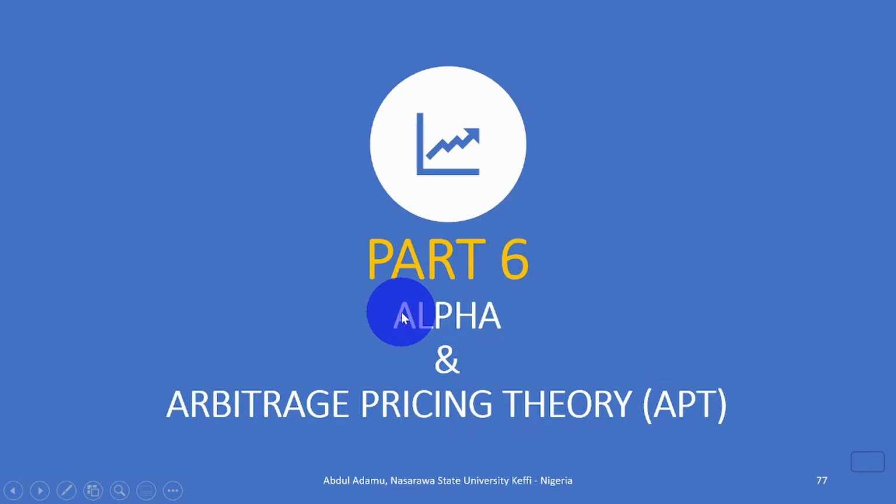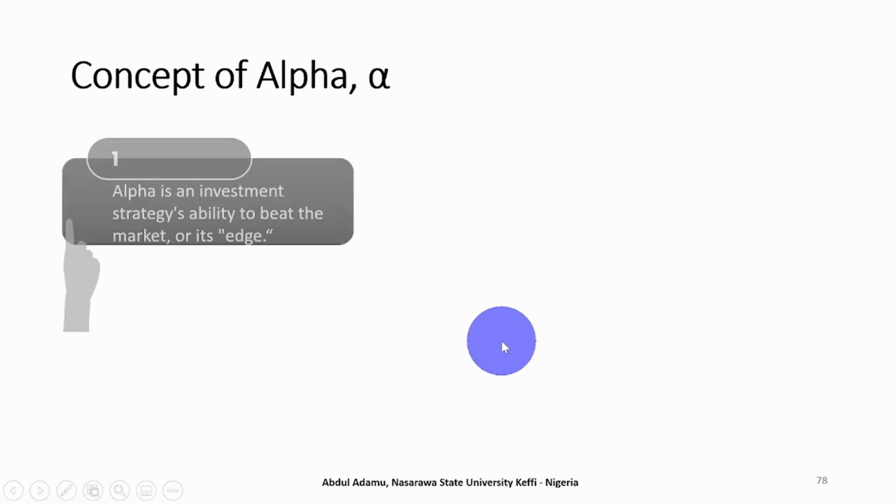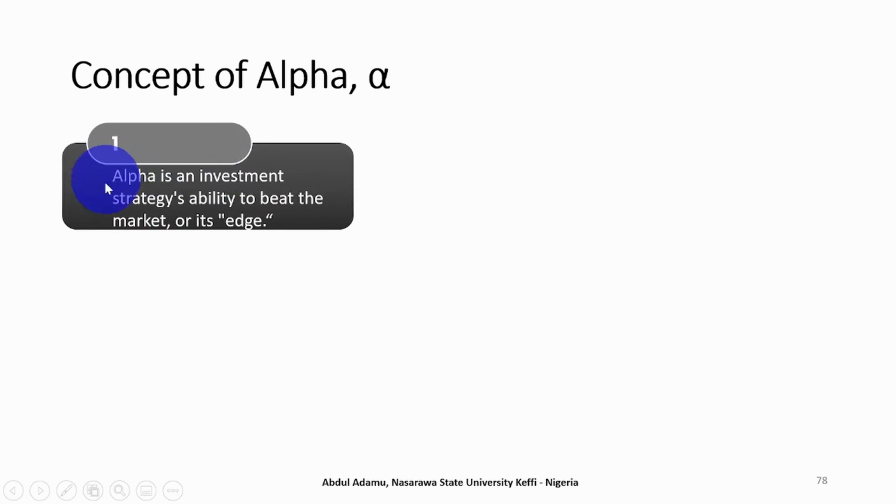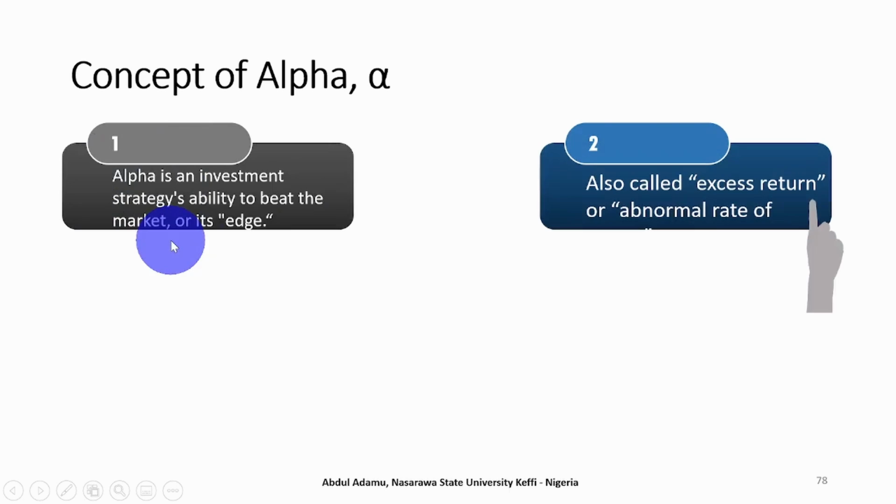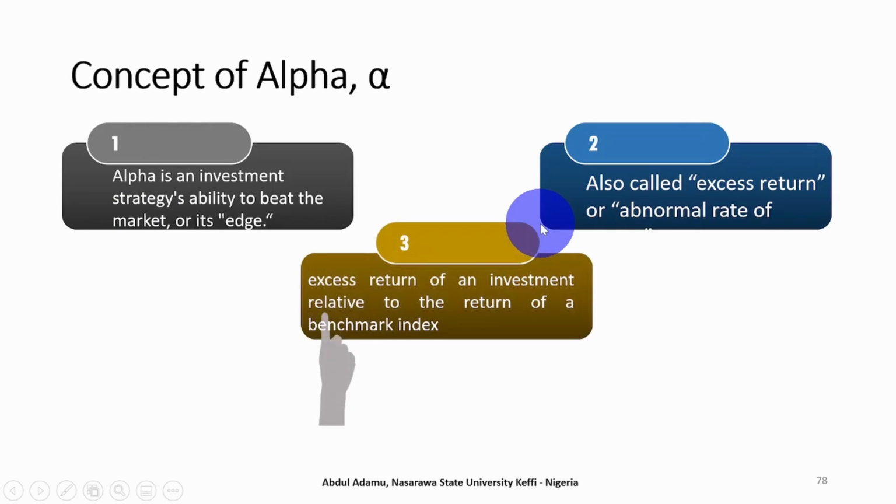Part 6 is on alpha and arbitrage pricing model. Now, the concept of alpha. Alpha is an investment strategy's ability to beat the market, or its edge. So, the ability of the portfolio manager to perform and beat the market portfolio, the index, is what we refer to as alpha. It is also called excess return or abnormal rate of return.